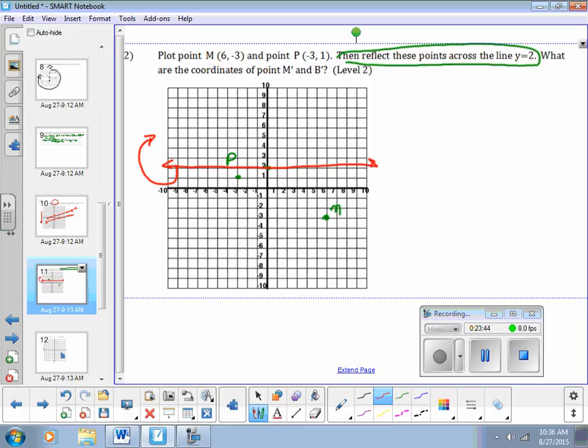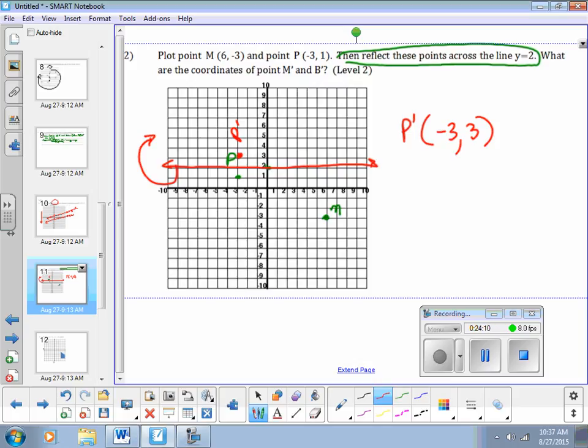And it's going to ask you, what are the coordinates of M prime and P prime? So what should be the coordinates of P prime now? -3, 3. Go ahead and plot that point and label that your P prime. Everybody see it's just 1 unit away from the line of symmetry? Just in the opposite direction of the line of symmetry.